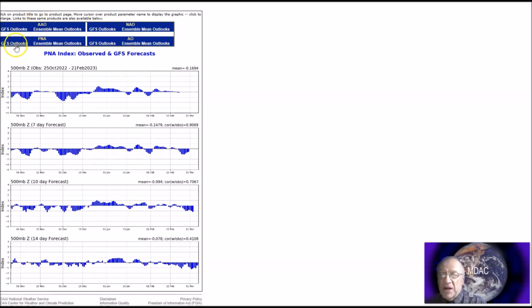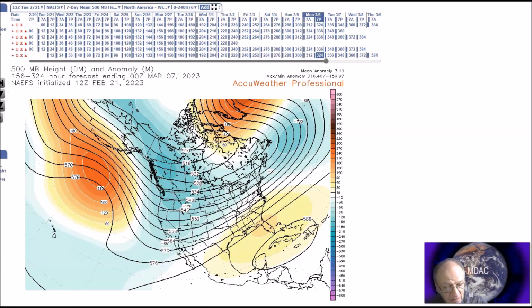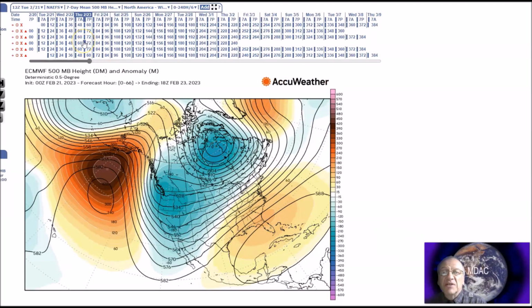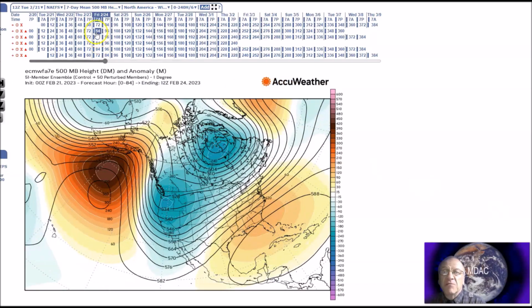But the PNA is still negative, favoring the ridge and a trough in the west. We have to have a positive. So there's a lot of things going on, and we'll get a look at that. We're going to look at the period. We're going to first talk about the system that will be affecting the East Coast over the weekend.